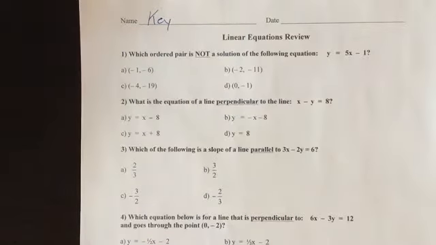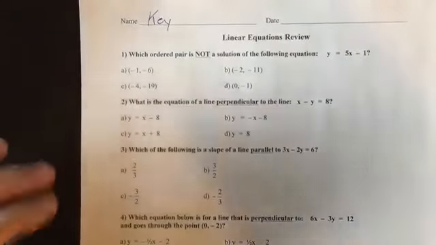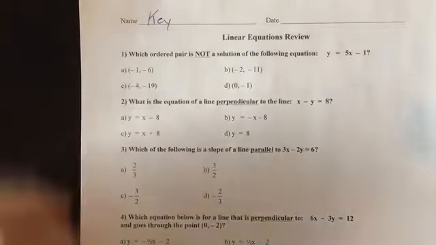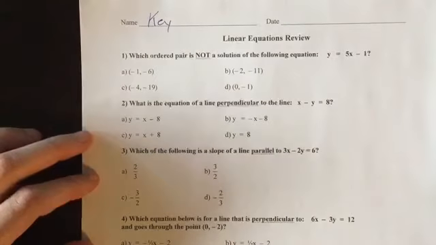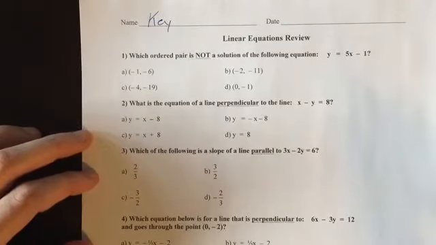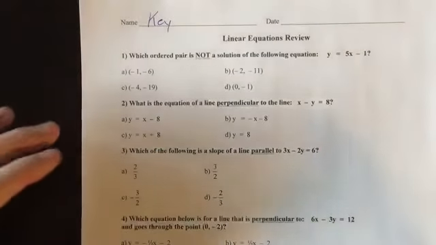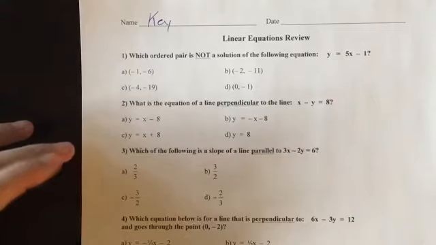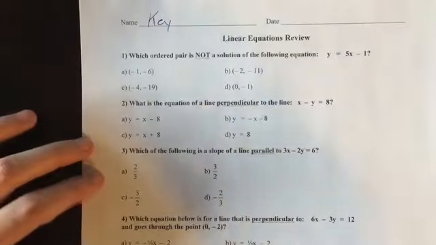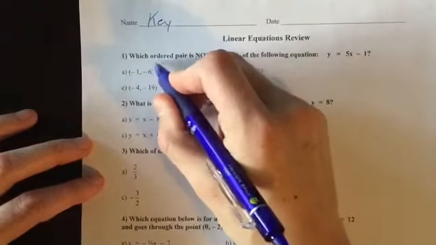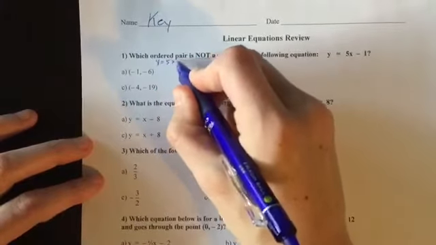We're going over the first page of the review sheet for our linear equations test tomorrow. Which ordered pair is not a solution of the following equation? y equals 5x minus 1. So really all we can do there is just substitute in and see what's going on. So we've got y equals 5x minus 1.